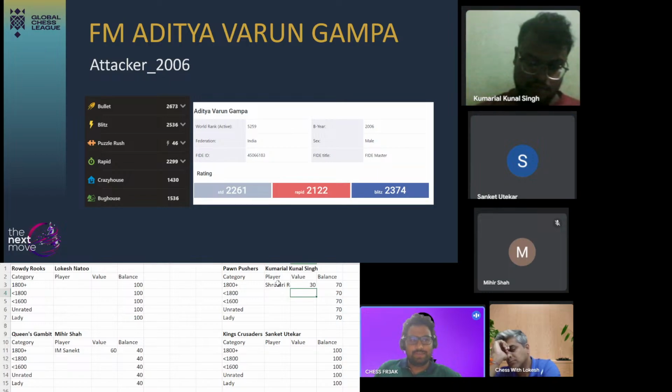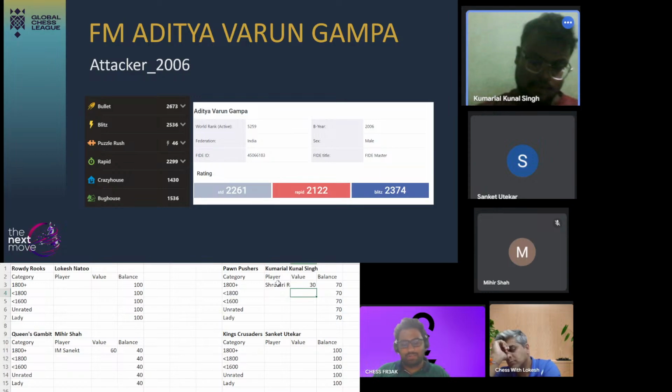Do I see any bids from Sanket? 31 points, Aditya Varun Gampa. I'm selling him once. 35. 35 points, says Kings Crusaders. 36 points, and Lokesh Natu immediately strikes back. 36 points, Rowdy Rooks. It's between the Kings and the Rooks. 36 with the Rooks, Lokesh Natu. FM Aditya Varun Gampa, a blitz rating of 2374.